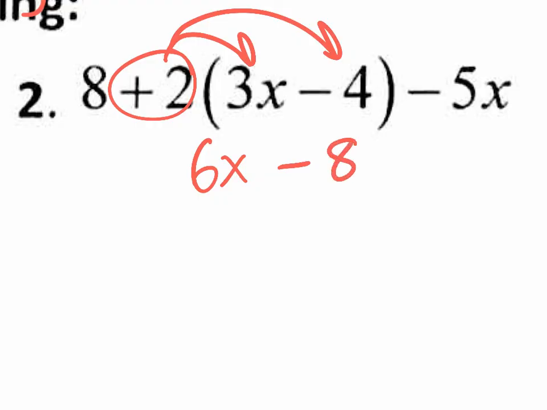Negative 8. And notice I write it as a minus 8, right? And then after distributing, I bring everything down. The 8, that was a positive 6x. I put a plus in front of it. And the minus 5x, bring that down as well.